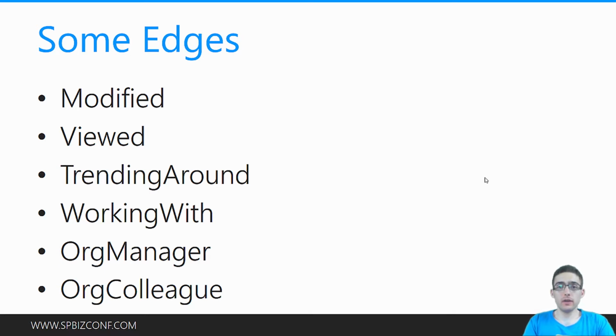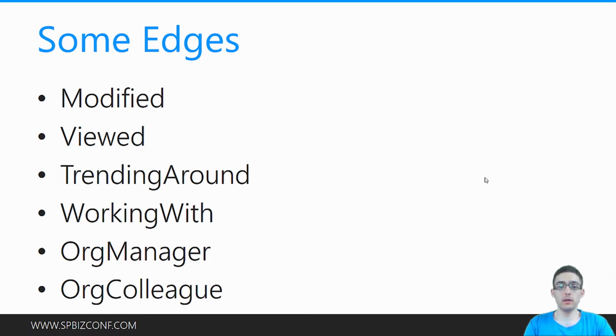Some examples of edges we can find in the Microsoft Graph API: modified, so this actor has modified this object, this node, sorry. This actor has viewed, and so on. So those are the basic edges. And then based on the graph and the nodes inside of it and all the data we have inside of it, the graph engine is able to do some clever guesses with the data.